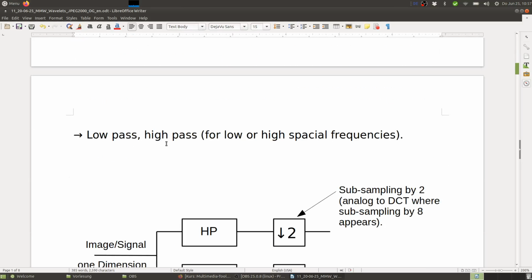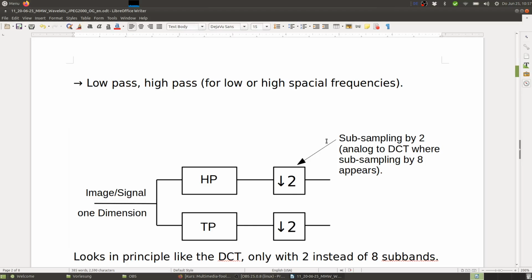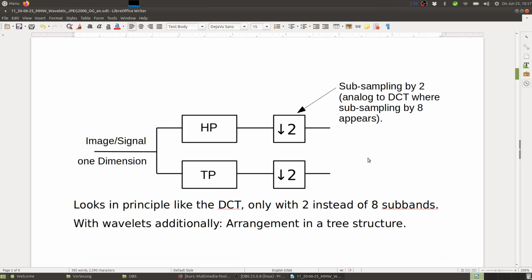So we have a low pass and a high pass for each stage, so for the low and high spatial frequencies. So here you can see this basic building block. You have your input signal, the image, one dimension, for instance horizontally. Then you split it into a low pass signal and a high pass signal. Half-half. This is the lower half and this is the upper half. And since we have only half the bandwidth, we can downsample it by a factor of 2 according to Nyquist. Right, assuming that we have perfect filters here, which of course is never true, but we assume it anyway.